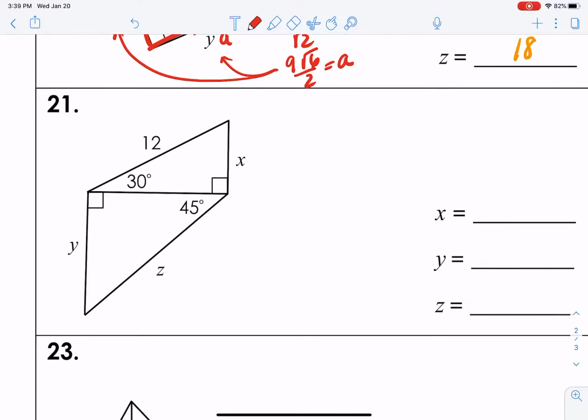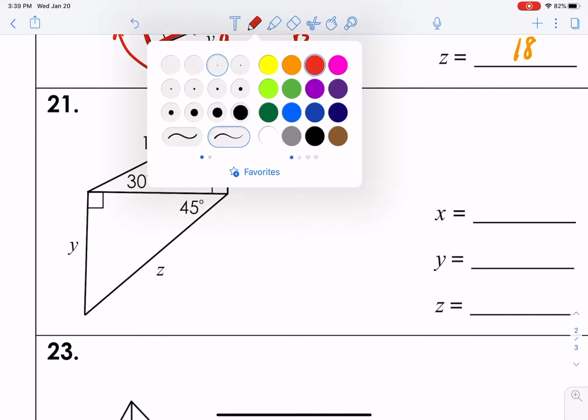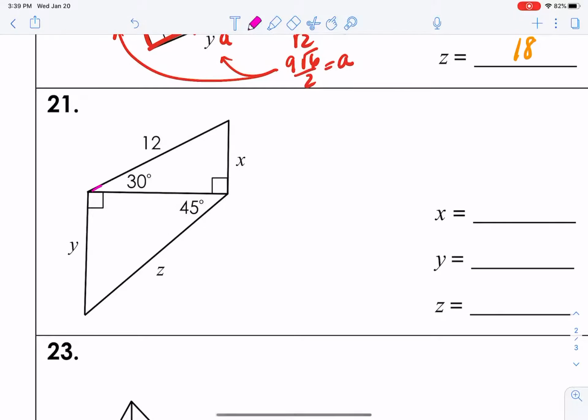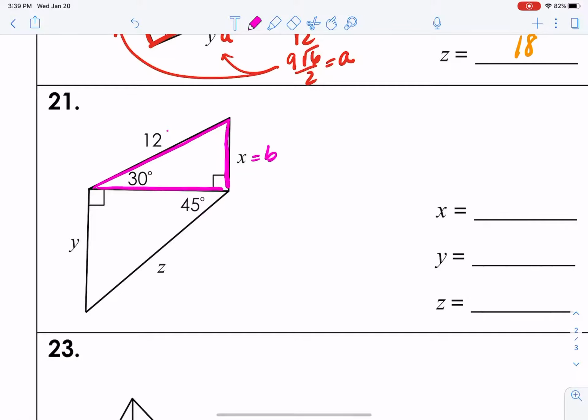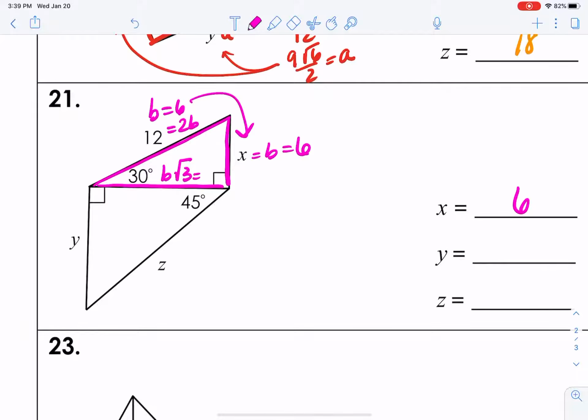For number 21, the first triangle that we can solve is the 30-60 triangle because it has a dimension 12. So this is B, 2B, and B square root of 3. If 12 is 2B, then B is 6. So then X is 6. And this side becomes 6 square root of 3.